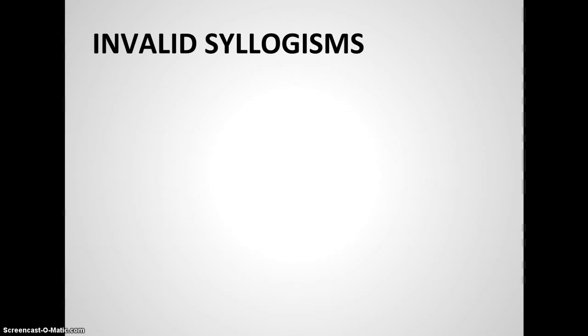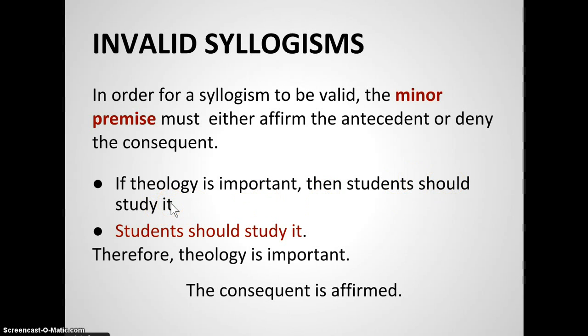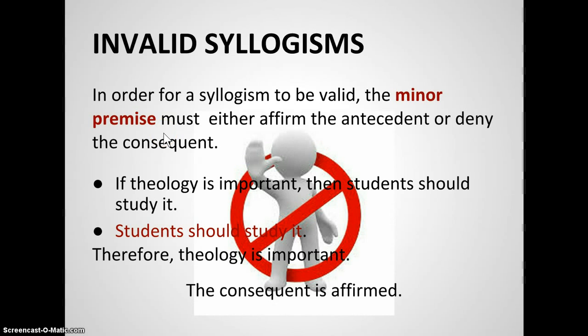Another invalid syllogism. Notice that the minor premise here affirms the consequent. Again, the consequent is affirmed, but we remember that the minor premise must either affirm the antecedent or deny the consequent, and therefore this syllogism as well is absolutely useless.